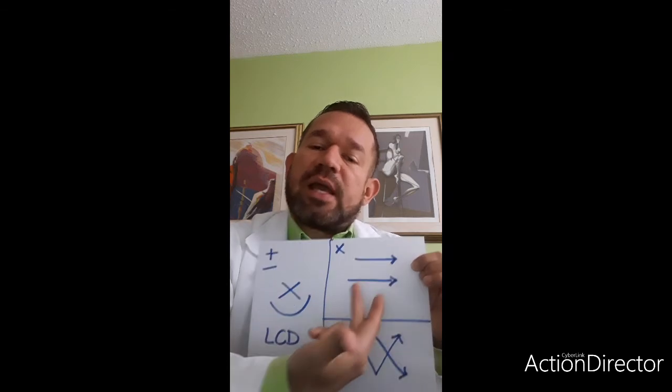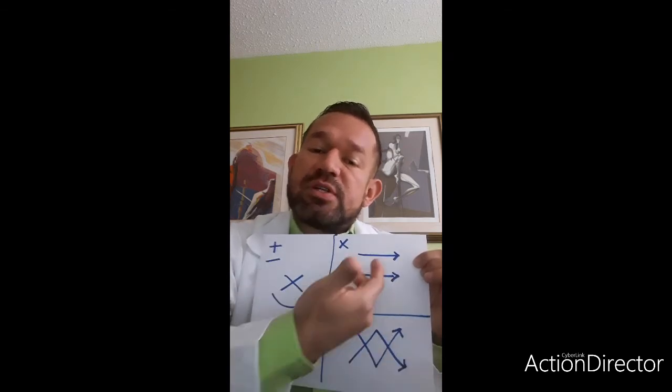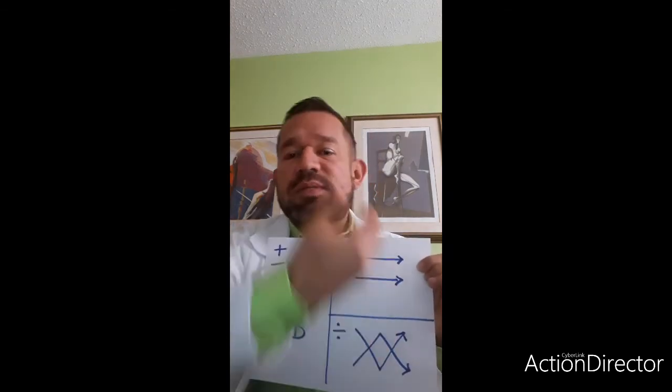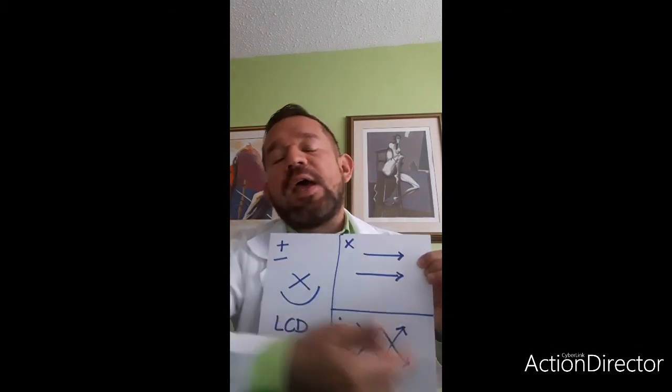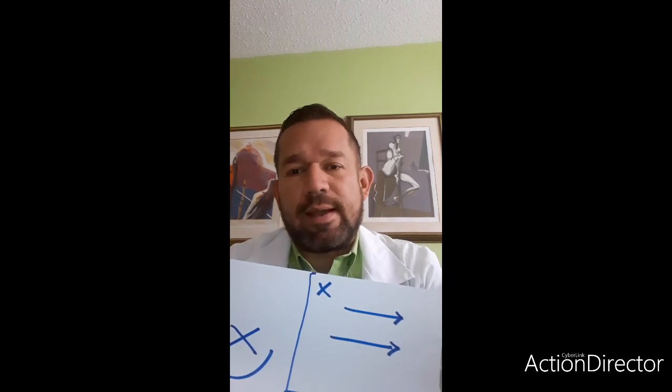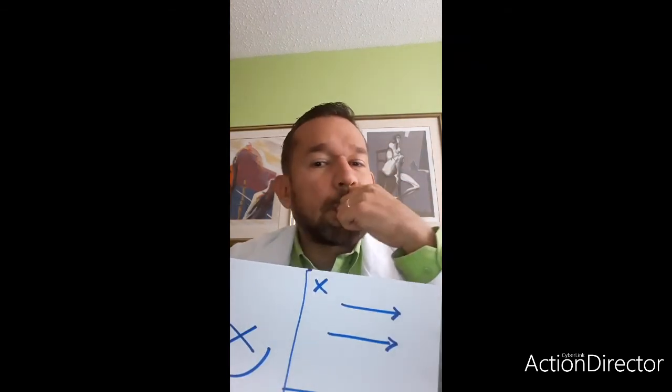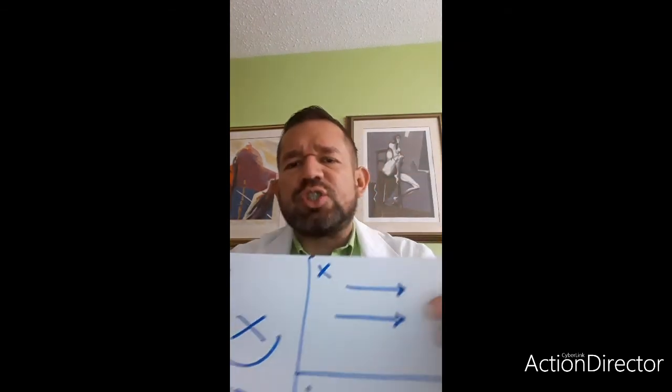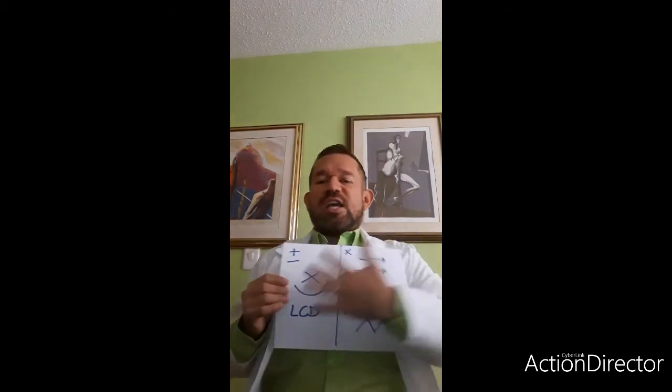So if you divide 2 numbers, 2 fractions with the same sign, the answer is going to be positive. If the sign is different, the answer is going to be negative. Okay, so I will upload a second video for this session with an example of each operation.